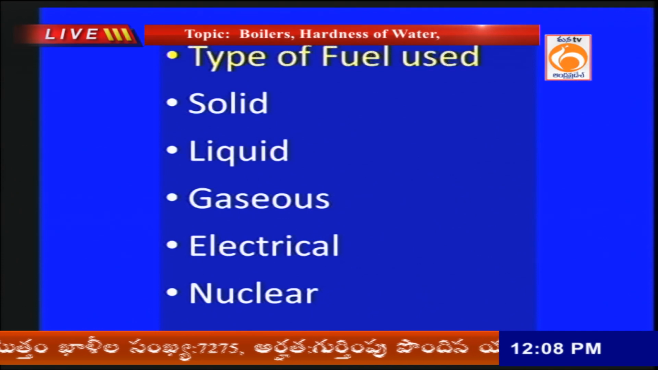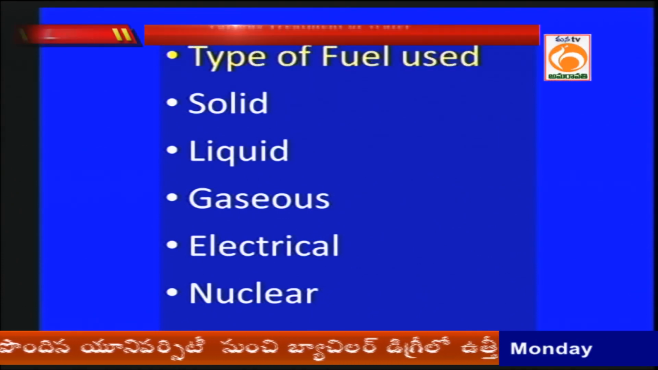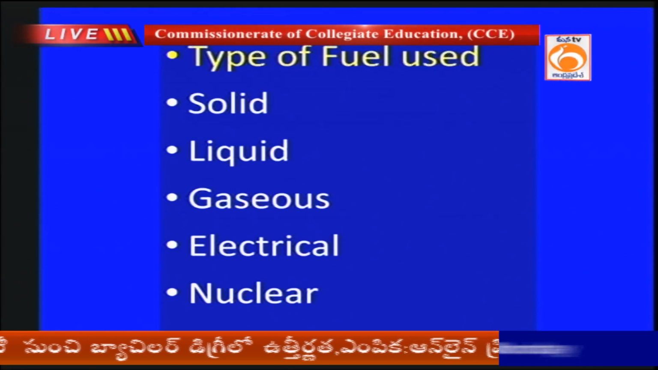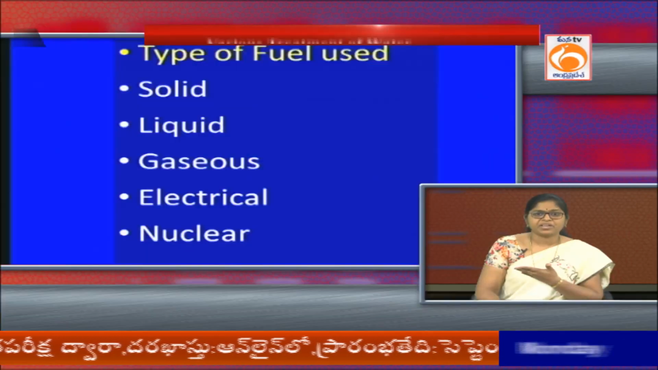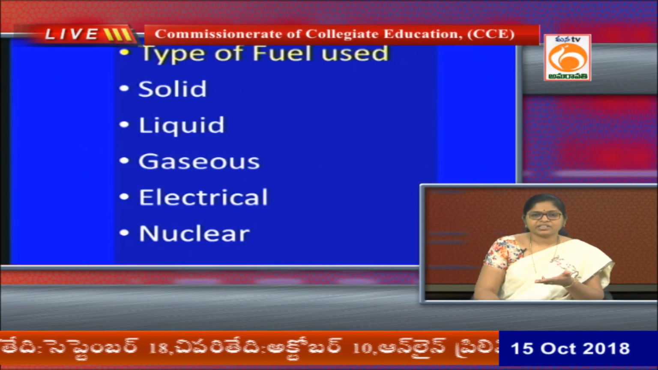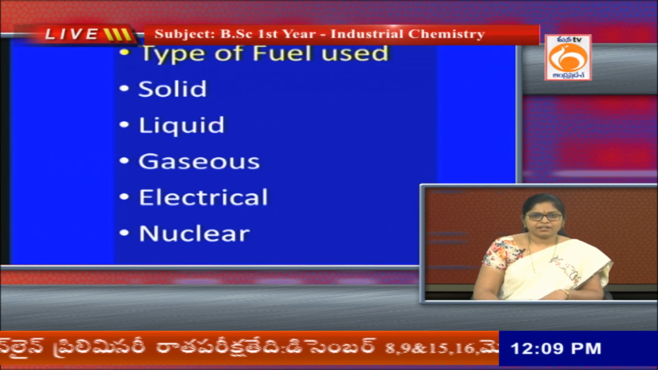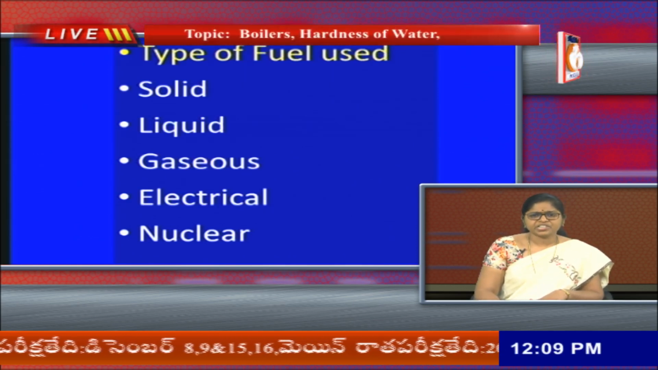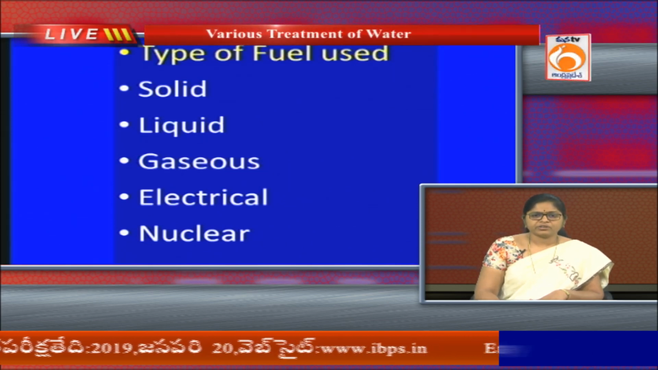Another classification is the types of fuels used. The fuels may be solid, liquid or gaseous fuels. Gaseous fuels include waste gases from industries, which are very hot and are also used in boilers for producing steam. Electrical energy is also used for boilers, and nuclear fuels are also used.